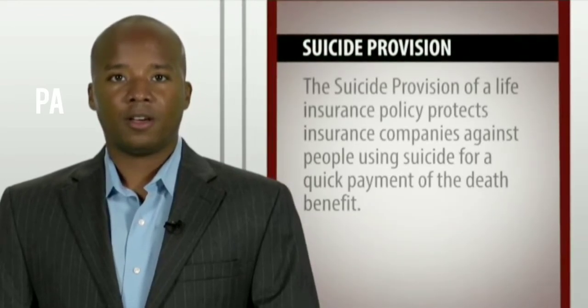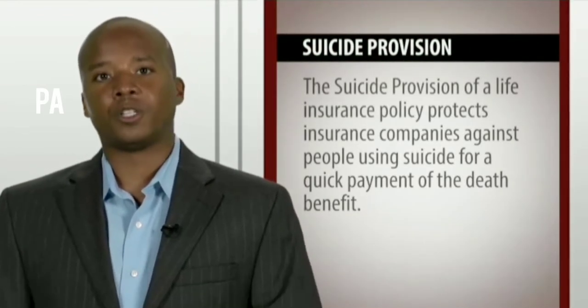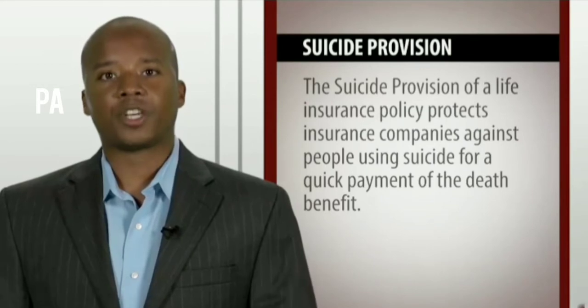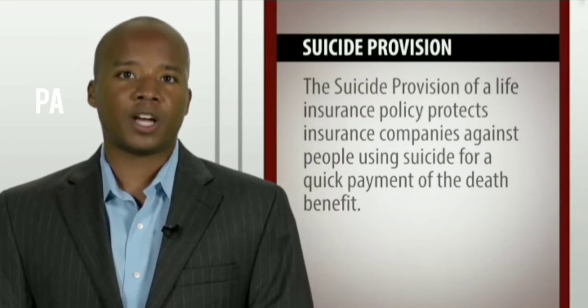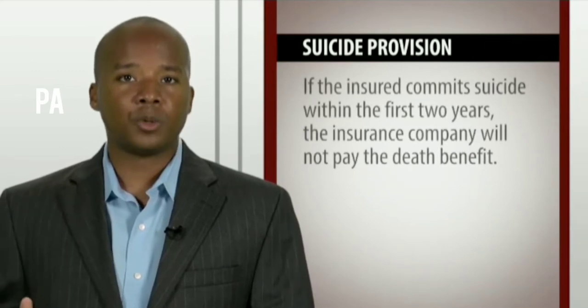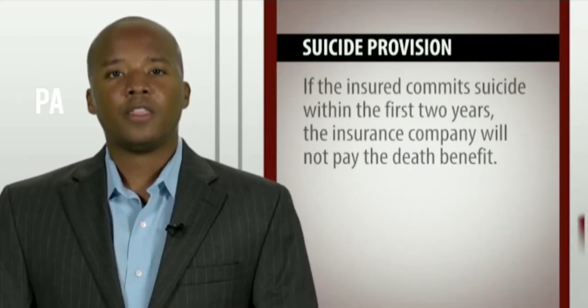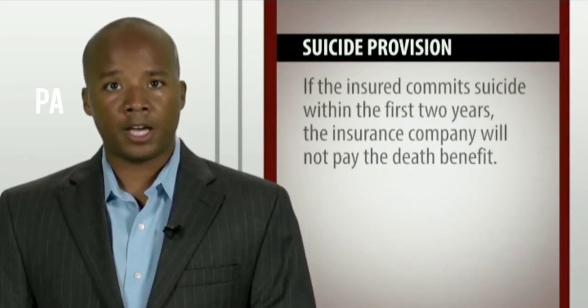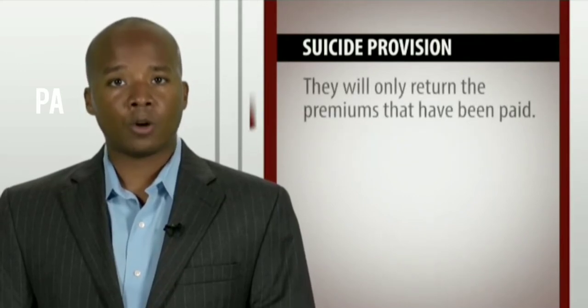Suicide provision. The suicide provision of a life insurance policy protects insurance companies against people using suicide for a quick payment of the death benefit. If the insured commits suicide within the first 2 years, the insurance company will not pay the death benefit. They will only return the premiums that have been paid.